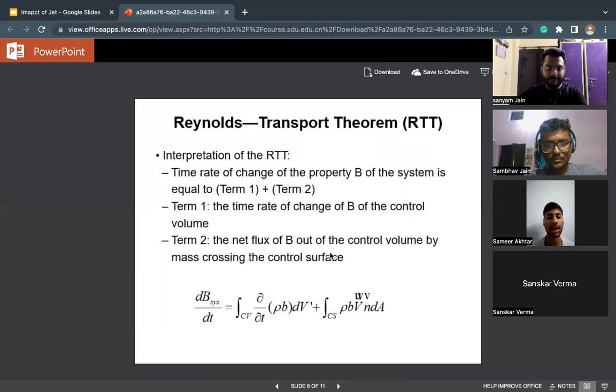One reason we need RTT is because it is very difficult to keep track of each fluid particle. So we use the control volume approach instead of the control system approach.